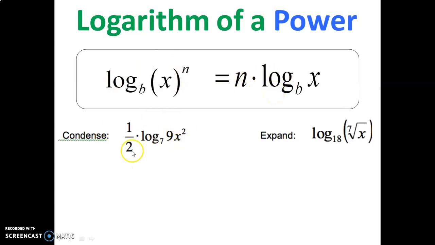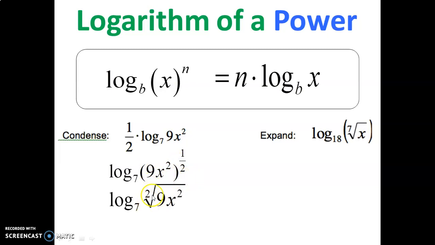So here are two. Can you take this one and condense it? In other words, can you make it smaller? I see this multiplier in front of the log. What can I do in this case? You can do the reverse here. There's a multiplier, and it can jump up and become the exponent. So that half jumped up and became the exponent. However, anything to the half exponent really means the square root of that thing. And the square root of 9 x squared is 3x. So take another look at that, and make sure you understand those steps.